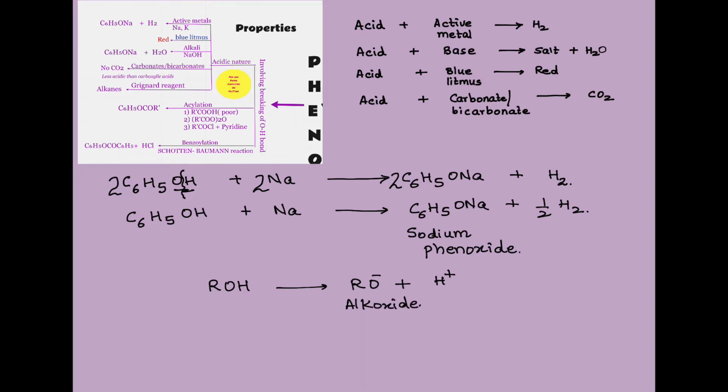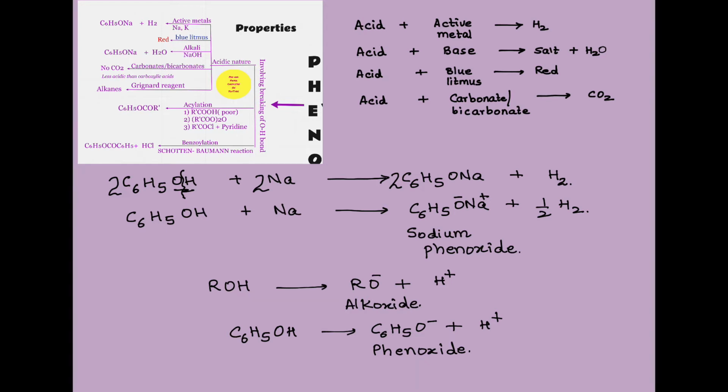Similarly, from phenol, when you remove the hydrogen, you will get the phenoxide ion, C6H5, right? Not H6, C6H5O negative plus H positive. This is phenoxide ion, PHENOXIDE, and sodium is the positive entity over here. So we have sodium phenoxide.